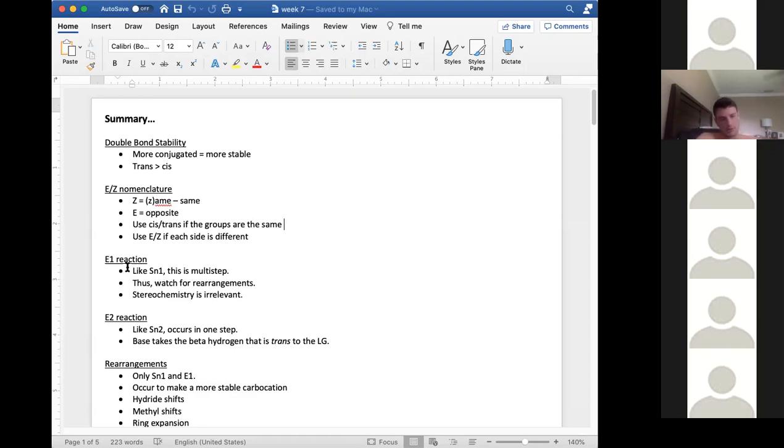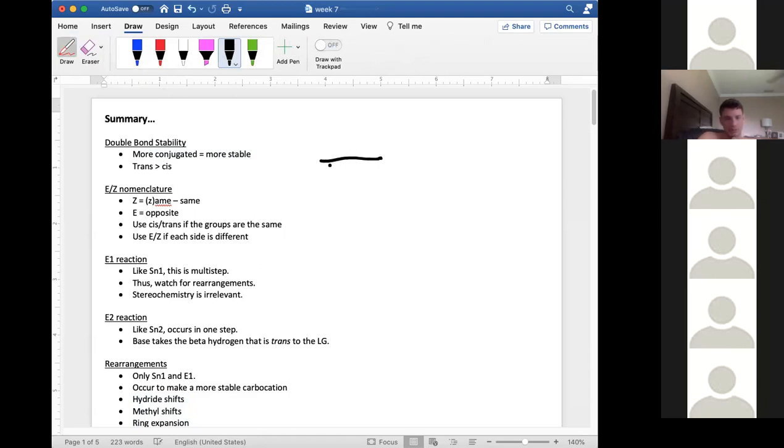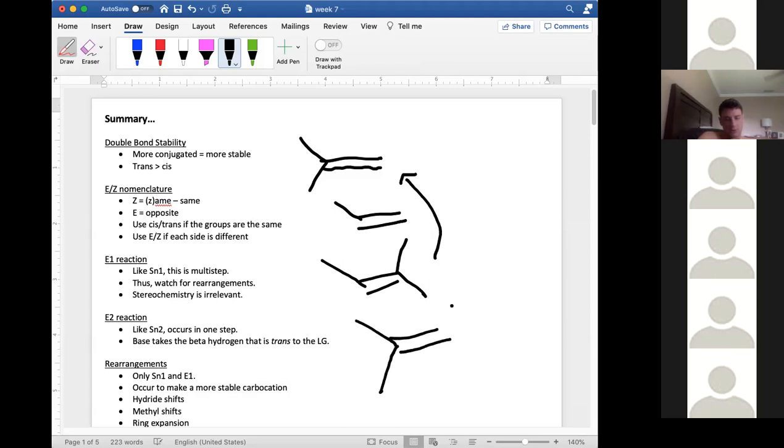So you guys know with E1, the key to E1 stereochemistry is irrelevant, just like with SN1. The key with E1 is that rearrangements can occur, and you're going to be creating a double bond that is as stable as possible. When it comes to stability, it comes to how conjugated or how substituted it is. I guess substituted would be the better word. And you guys remember my statement last week, right? So this is more conjugated than this, and this is more conjugated than that, and this is the most conjugated that you can get.